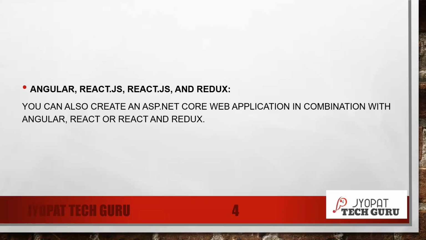Next it contains Angular, React.js, and React.js with Redux. So you can also create an ASP.NET Core web application in combination with Angular or React and Redux. If you want to choose any of these templates, you can choose it and write the appropriate code accordingly.